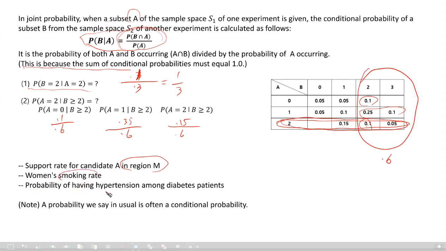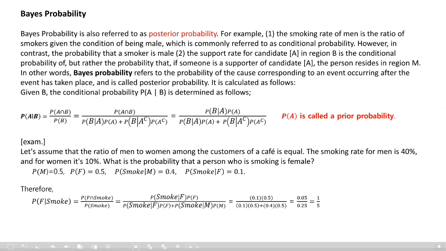Okay, probability of having hypertension among diabetes patients. Among diabetes patients, that is restricted, it is given, the probability of having hypertension. Note, the probability we usually say is open conditional probability. We use conditional probability many times instead of just probability. All right. Another kind of conditional probability is Bayes probability.